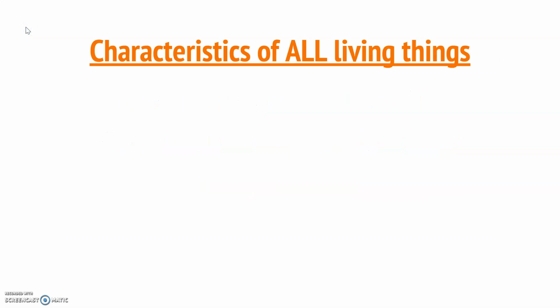There's actually a list of characteristics that are true about all living things. So if you look at an object and compare it to this list, well, if it matches the list and every item is true about that object, then you know it's a living thing. So let's get started with our list.